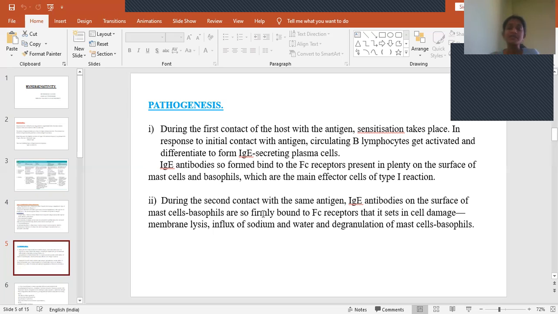So when this binds to the Fc component, the Fc receptor, what will it do? It will cause cell damage. So once it damages a cell, the membrane will be damaged. That means lysis of the membrane will take place, and also influx of sodium and water. Degranulation of mast cells and basophils will take place.